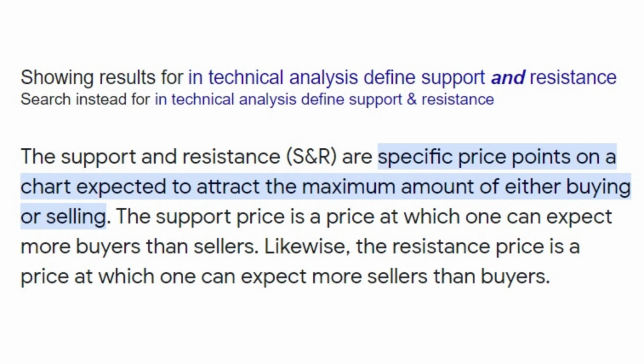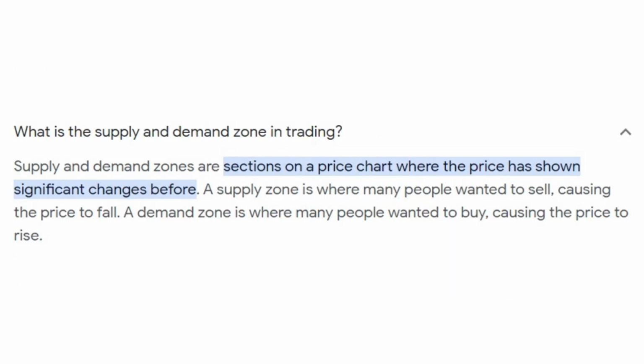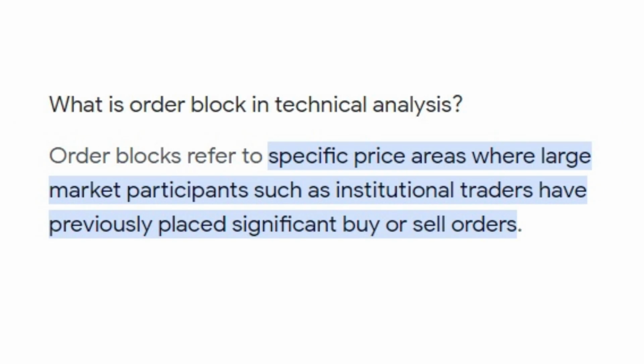Now, when we look at support and resistance, the definition in Google clearly mentions that it's an area where maximum buyers and sellers are there. If you look at the definition of supply and demand in Google, it clearly shows that it is a zone where people want to sell and buy. And if you look at the order block, it clearly says that there is a significant amount of buying orders and selling orders in this particular zone. So if you put it all together, you will see that these are areas where actually a lot of buying and selling happens. So that is why we call it supply and demand zones or support and resistance area or order blocks.